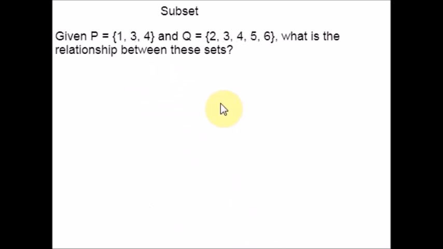Here is the next example. Two sets are given, P and Q. P has the elements 1, 3, 4. Q has 2, 3, 4, 5, 6. What is the relationship between these sets? We say that P is not a subset of Q because not every element of P is contained in Q. Am I right? For example, there is no 1 here. 1 is the element of P which is not seen in the set Q. So 1 is not an element of Q.